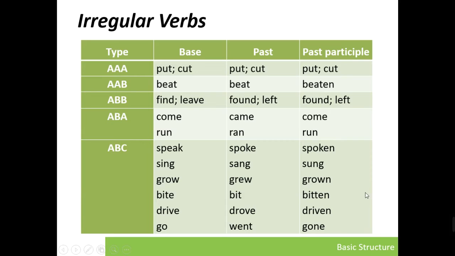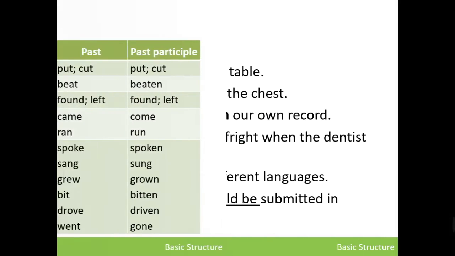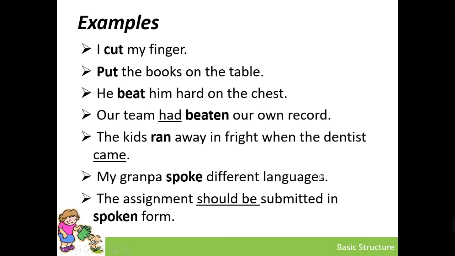Those are the forms of irregular verbs. And here are examples of the use of irregular verbs. Let's see from the examples. The first example is "I cut my finger." I cut my finger means that your finger is cut because of a knife, for example, but it is unintentional. So you don't really cut your finger, but this is the grammar of English.